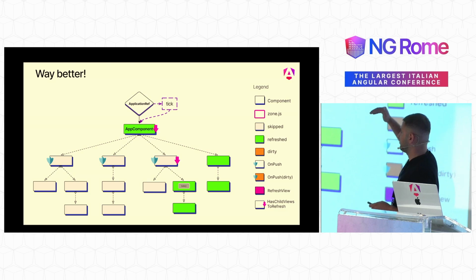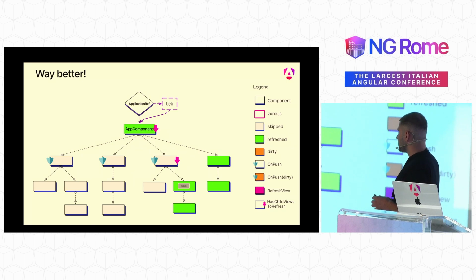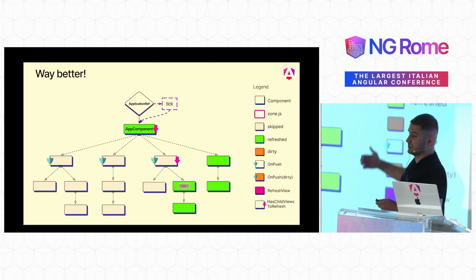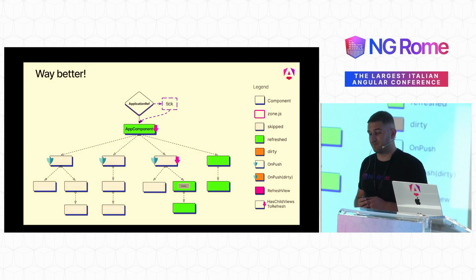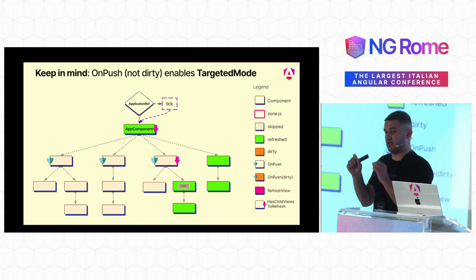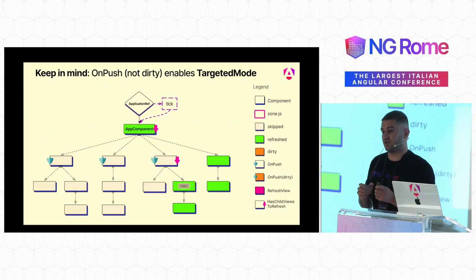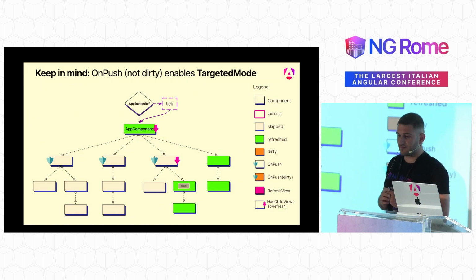And we can have a lot of parent components in our component tree that, if they are marked as OnPush or even not as OnPush, won't be refreshed in some cases. And of course, we can skip a lot of trees, a lot of branches like this. But keep in mind that targeted mode only gets enabled if it reaches an OnPush component that has the child used to refresh flag, so if it's not dirty somehow.